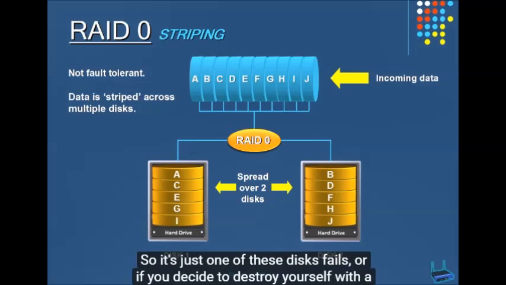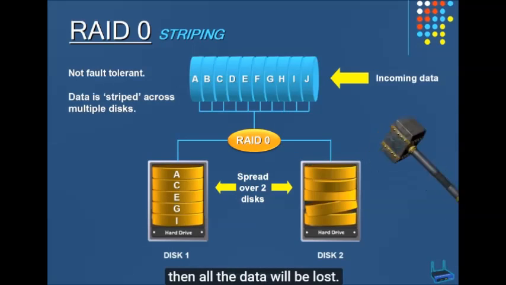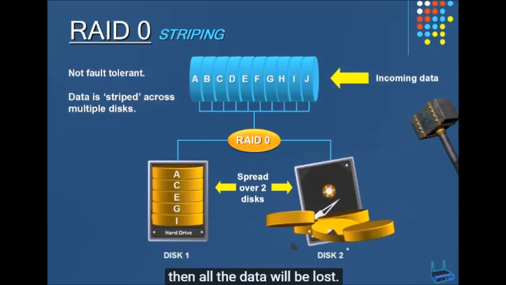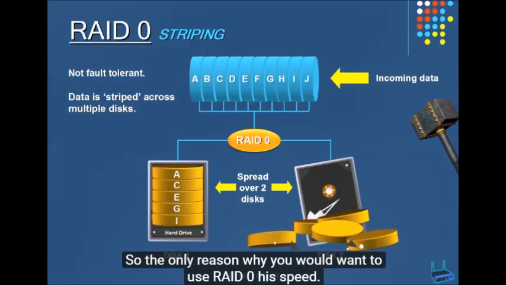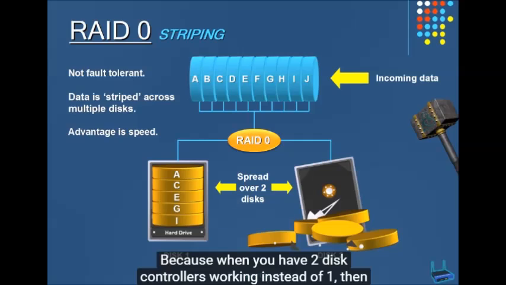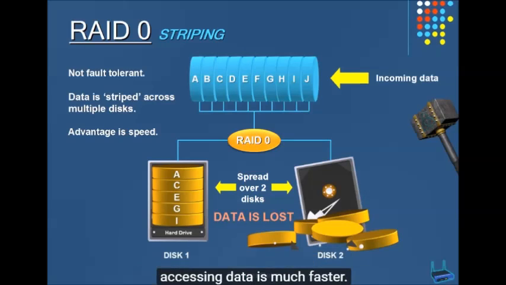So if just one of these disks fails, or if you decide to destroy it yourself with a hammer, then all the data would be lost. So the only reason why you would want to use RAID 0 is speed, because when you have 2 disk controllers working instead of 1, then accessing data is much faster.